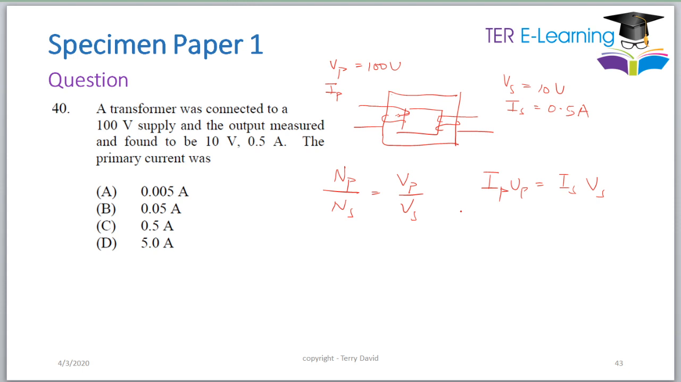So I'm going to make use of the second formula here, which is IP, we don't know, multiplied by my voltage in my primary, which is 100, which is equal to IS, which is 0.5, multiplied by 10. So therefore IP is equal to 0.5 multiplied by 10 divided by 100, right? That gives me 0.05 amps. So therefore my current in my primary should be B.